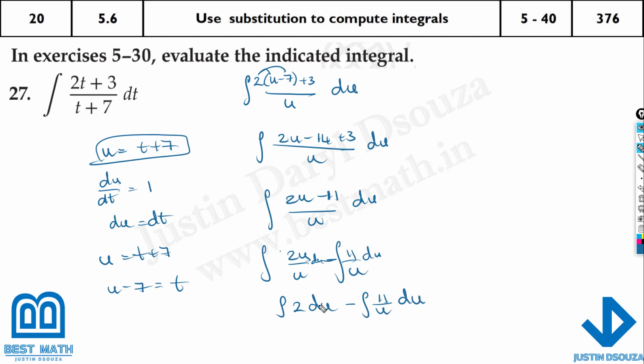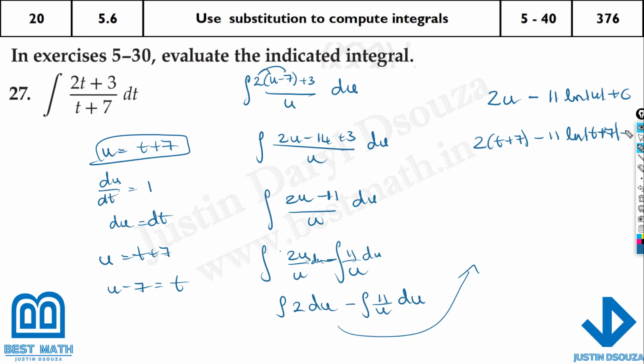Don't we know how to integrate these both? Absolutely, we can easily integrate them, right? I'm just going to write it up over here. The first one will be integration of 2 into u. That's it. I'm not going to write plus c1 plus c2. I'm just going to write one c together. Next one will be minus 11. 1 by u will be ln modulus u plus c for both of them. And here, what was u assumed to be? u is t plus 7. So it's 2 times t plus 7 minus 11 ln. Here, write modulus t plus 7, absolute value, plus c. This is c over here added.